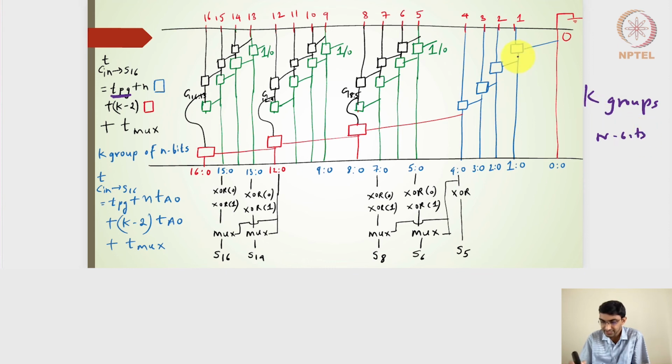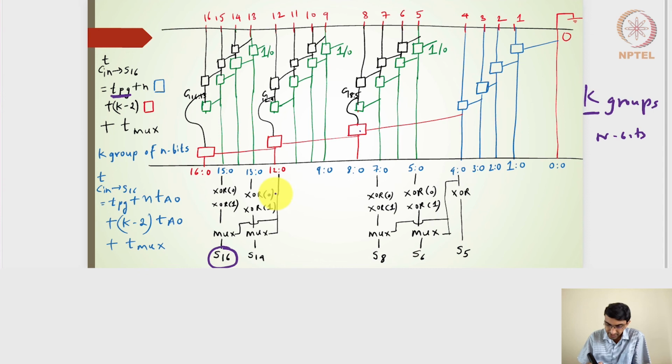So we can say that it is 4 bits or n bits of the red boxes here, followed by, we are interested in S16, so followed by 2 of the red boxes, followed by k minus 2. Here we have made it 4 groups, and we are using only 2 red boxes. So k minus 2, 4 minus 2 will be 2 red boxes. Each of these boxes is nothing but the AND and OR gate.